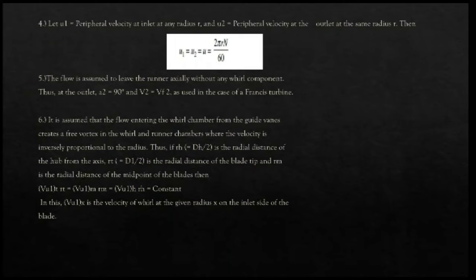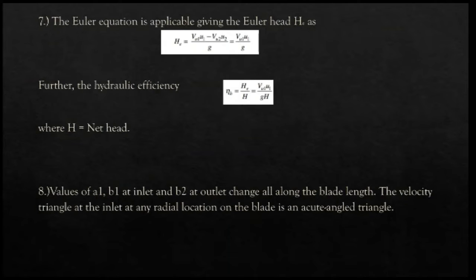The flow entering the whirl chamber from the guide vanes creates a vortex in the runner. So Rh is equal to Dh by 2, and Rt is equal to Do by 2, so these terms remain constant, and V1x is the whirl velocity at a given radius x on the left side of the blade.